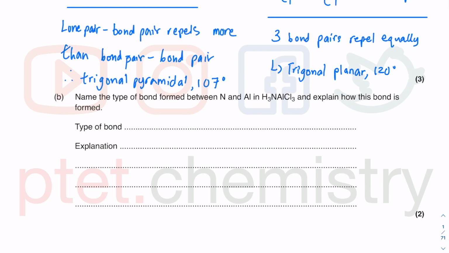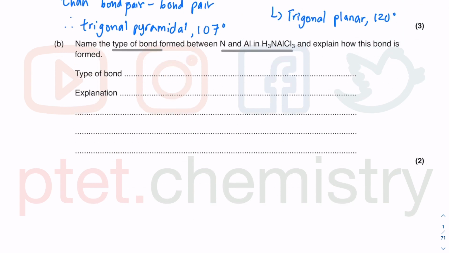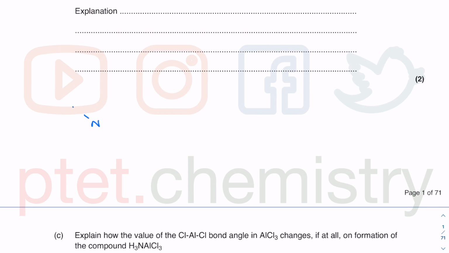Part B, name the type of bond between the nitrogen and aluminium in this complex, and explain how this bond is formed. If you imagine just now where you have the ammonia molecule, like that in 3 dimensions, so that is your pyramidal, that was 107 degrees in this pyramidal geometry. So you have aluminium trichloride. So there was 120 degrees, trigonal planar.